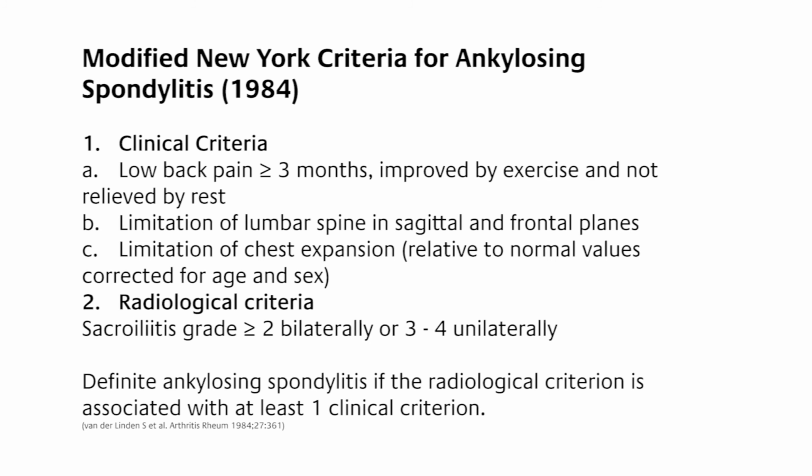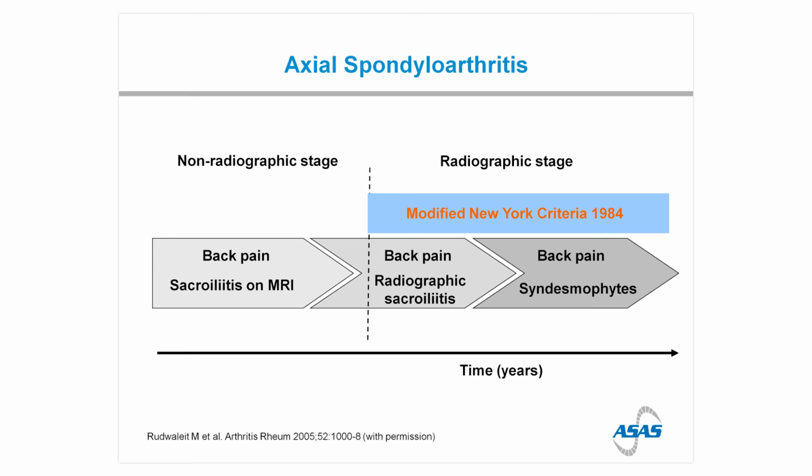and limitation of chest expansion relative to normal values correlated for age and sex, because in a large number of patients with ankylosing spondylitis, the ribs actually fuse to the spine, which markedly inhibits the ability to take a deep breath. And so it's one of these three clinical criteria plus satisfying the radiologic criteria, which is having an X-ray showing sacroiliitis, or involvement of the sacroiliac joints.